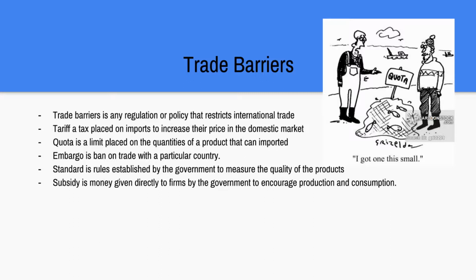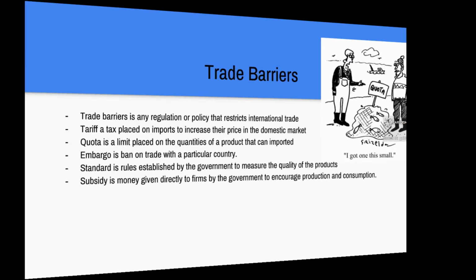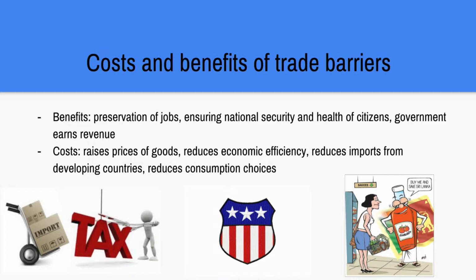A standard is rules set by the government to measure the quality of products so people don't get sick. A subsidy is money given directly to firms by the government to encourage production and consumption. Next up is the costs and benefits of trade barriers.